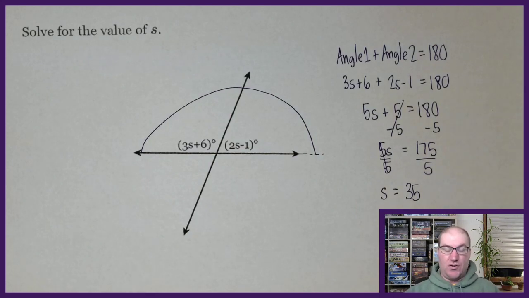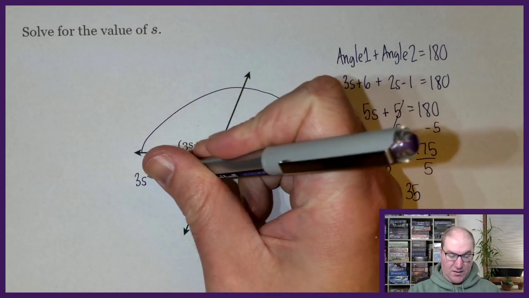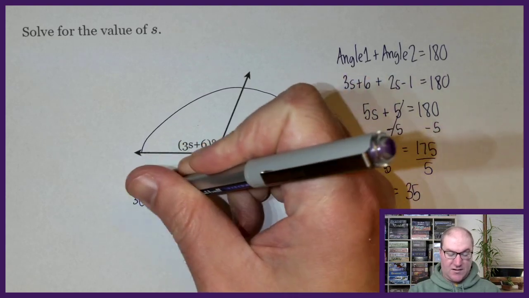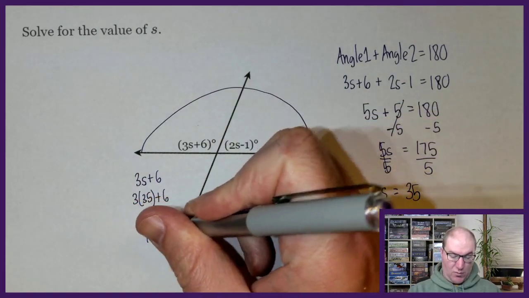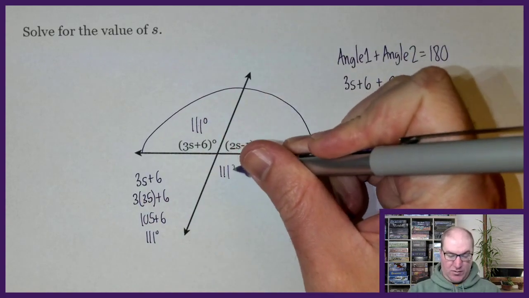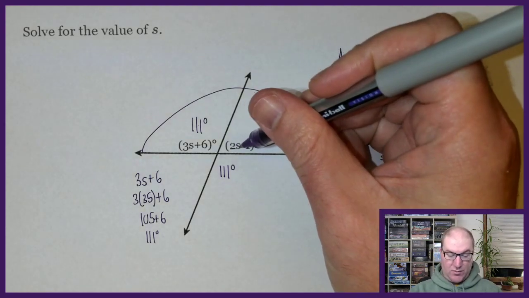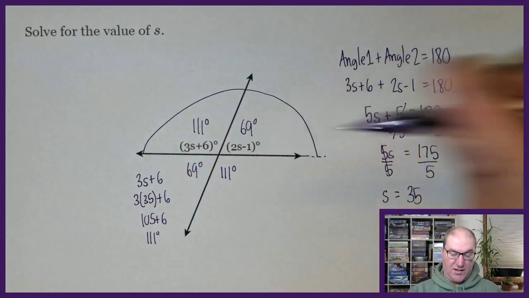Now if this question wanted you to find the measure of this angle, all you would have to do is plug 35 in where it says s. So I would do 3s plus 6, or 3 times 35 plus 6. 3 times 35 is 105, plus 6 would be 111 degrees. This angle would be 111 degrees, and so would this angle because they're vertical. Now while we're here, we might as well plug in this one. 35 times 2 is 70, minus 1. 69 degrees. This one would also be 69 degrees.